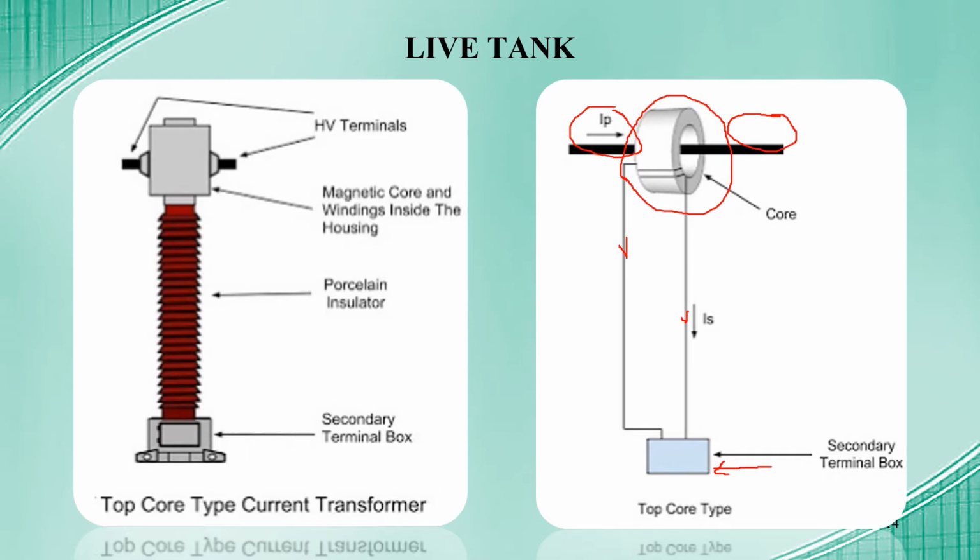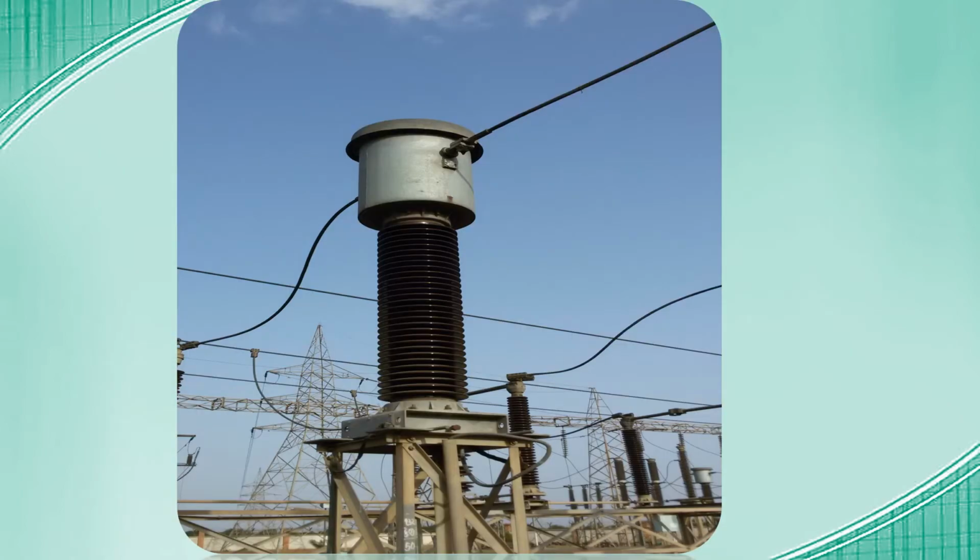Now the pictorial representation of a live tank CT is shown on the left side of the figure, which can be easily understood. The heavier or the bulkier part is at the top and the lighter or the smaller part is at the bottom, which is the secondary terminal box. Here a 132 kV class live tank CT is shown in the figure.